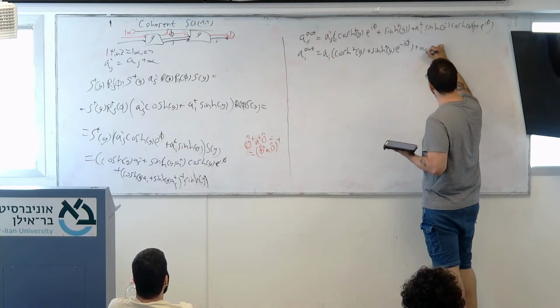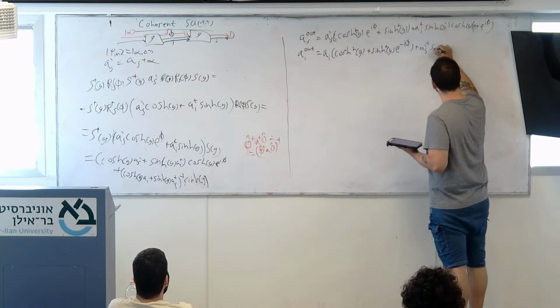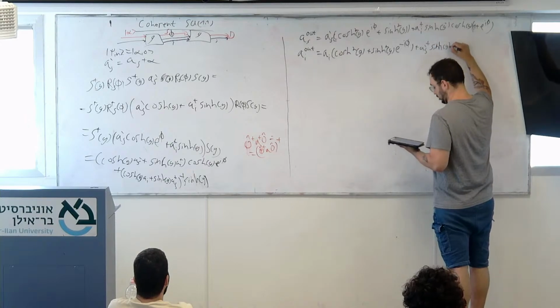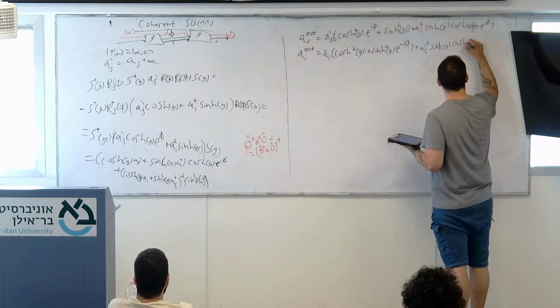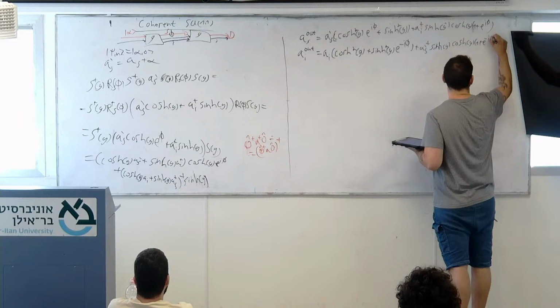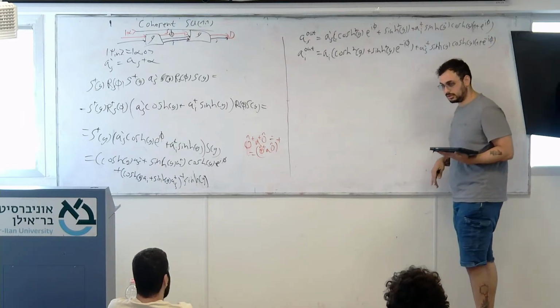Plus a dagger sinh G cosh G, 1 plus e to the minus i phi. Okay, so the results.